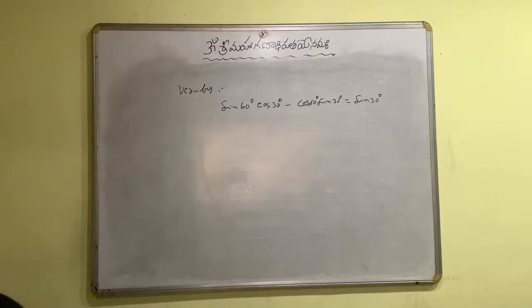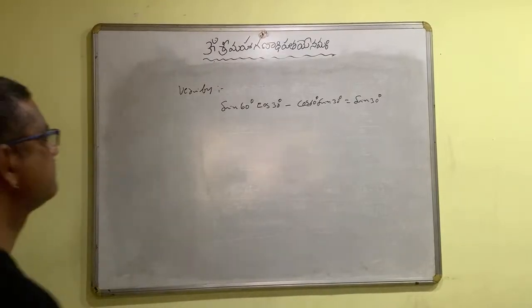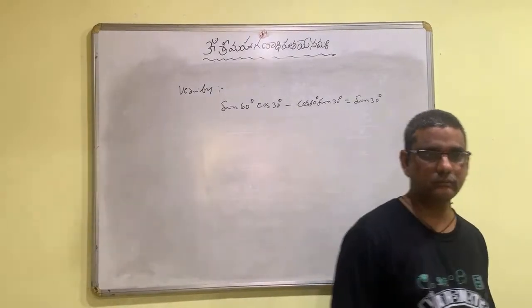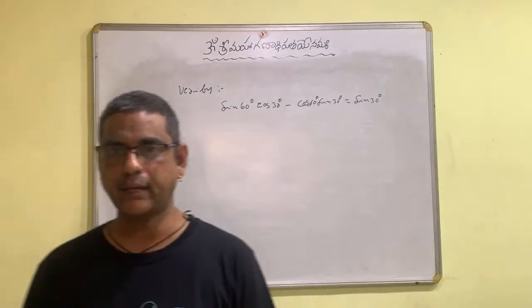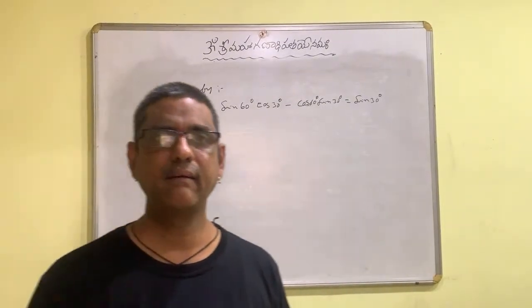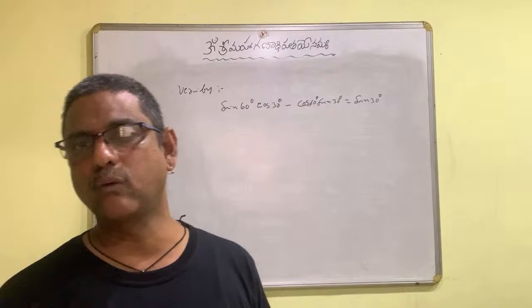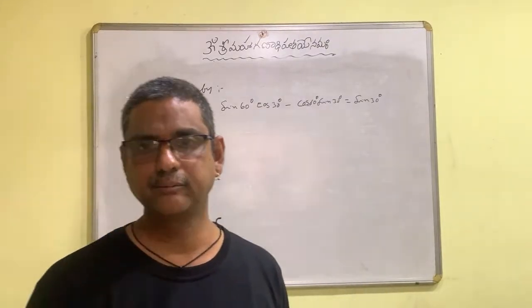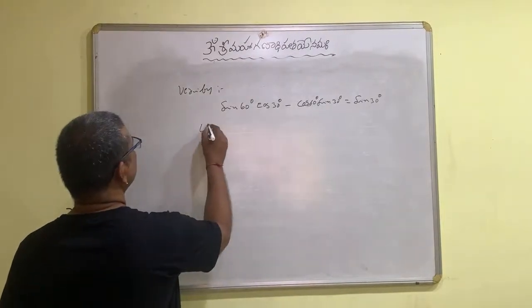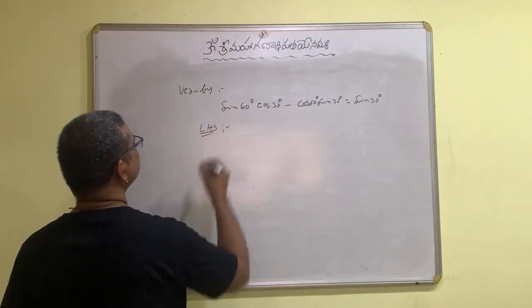Yes, again we have to simplify LHS and RHS separately. We need to simplify LHS and RHS separately, and we need to prove they are equal. Then verification is done. So, first we will see LHS.